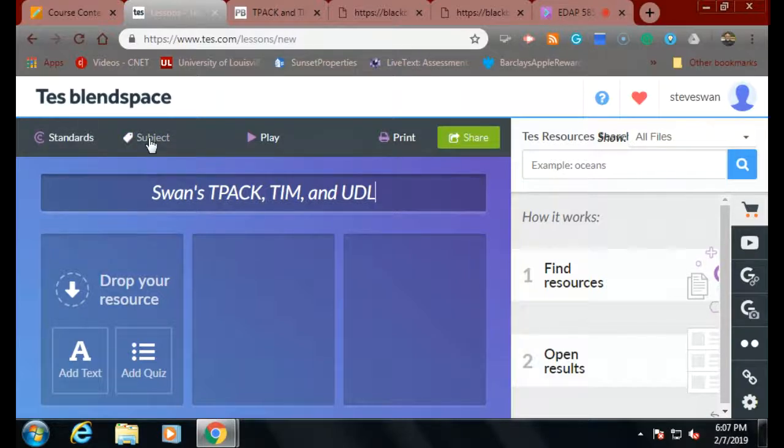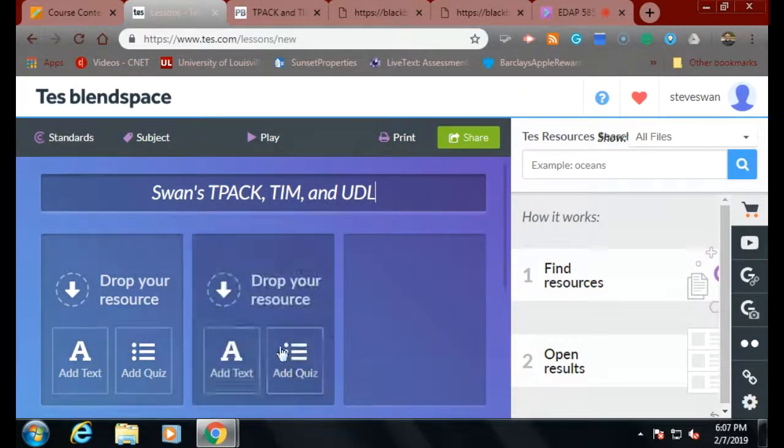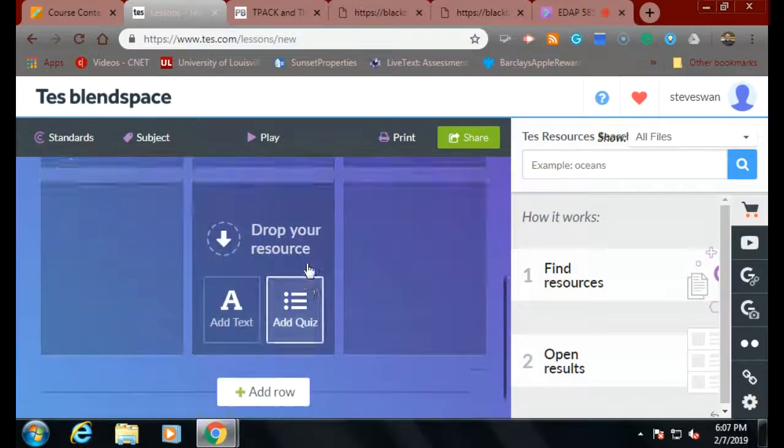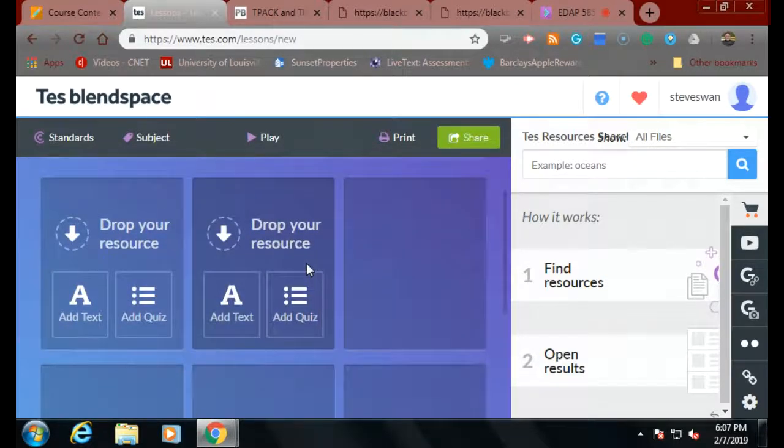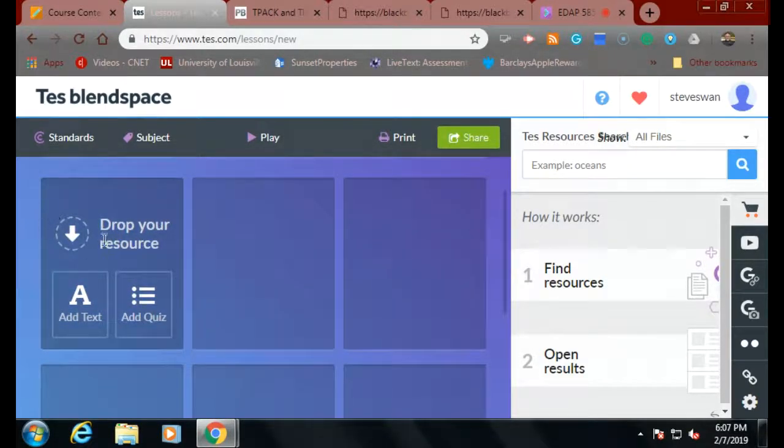You can go in and find subjects. It's pretty cool that way. And this play button allows you to actually have it move through. Now let's look at what we've got here. We have boxes. In these boxes, as you can see, it says drop in your resources.